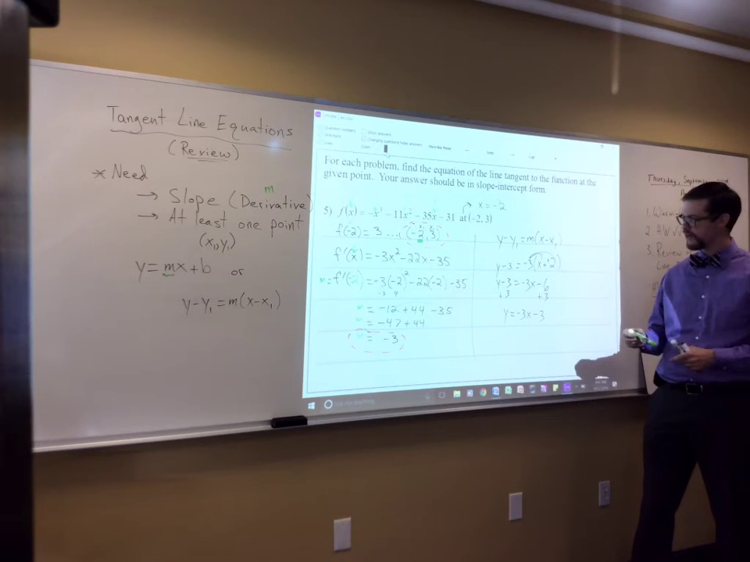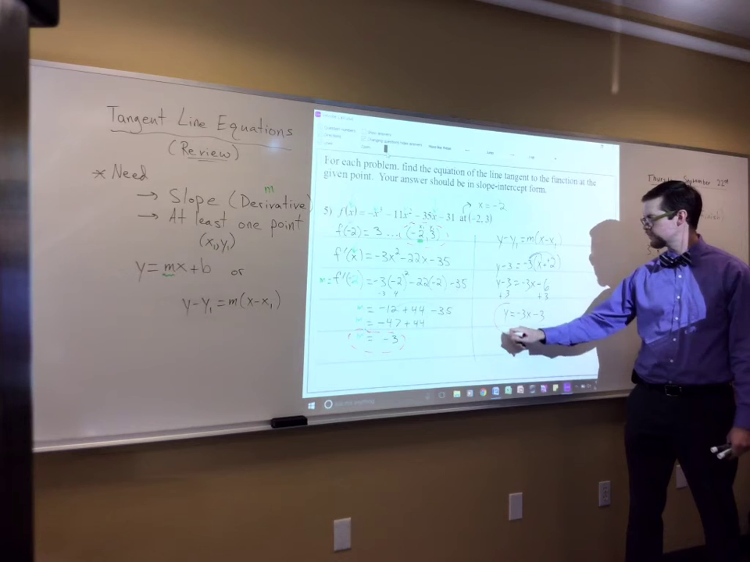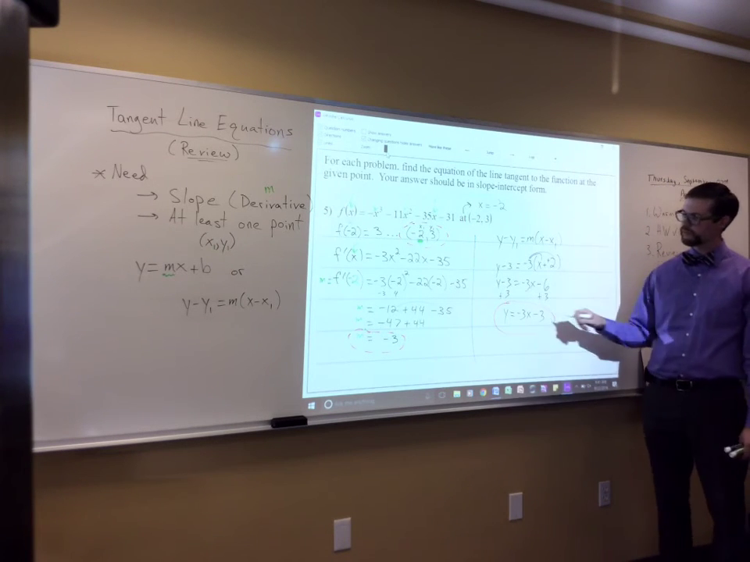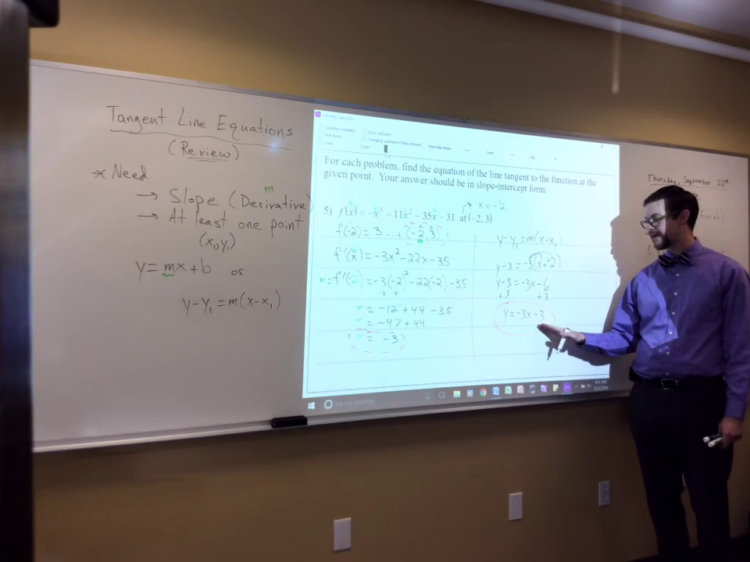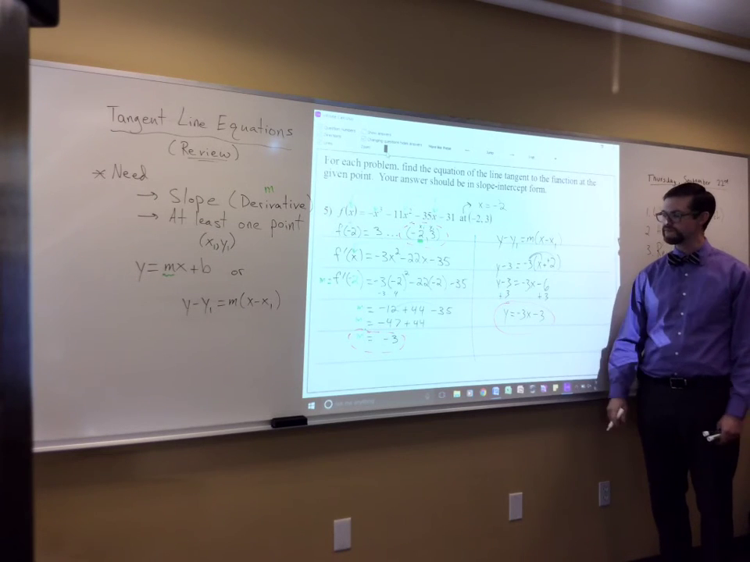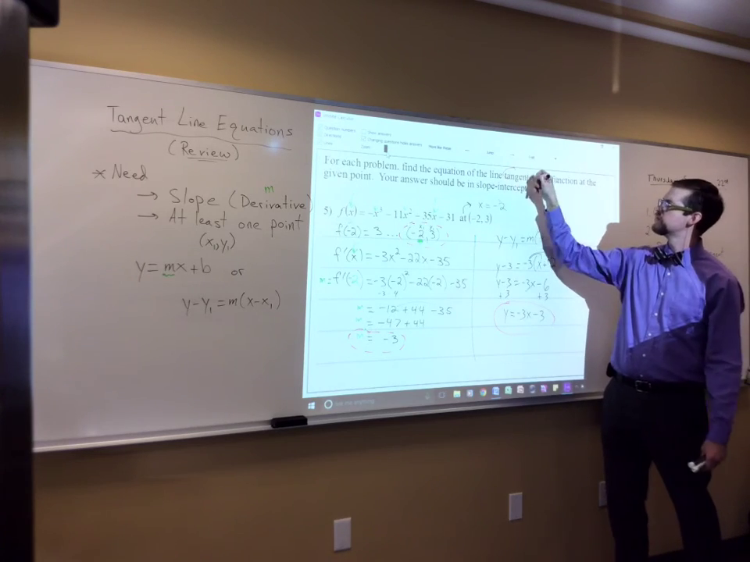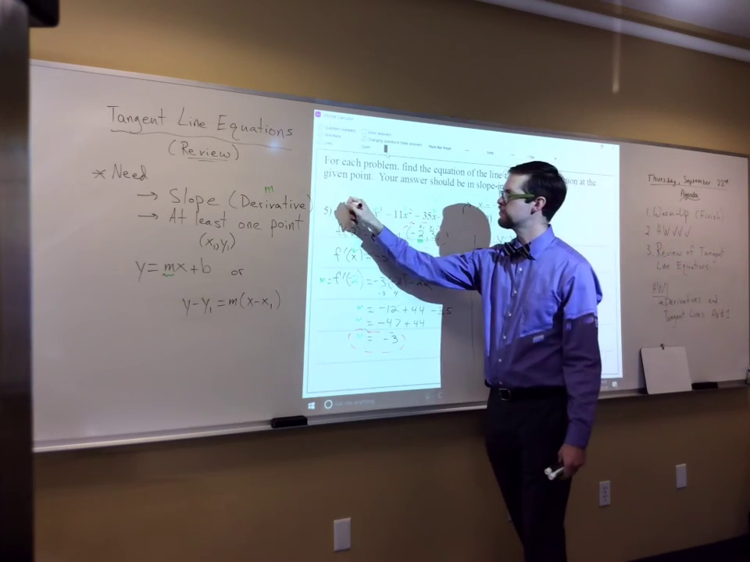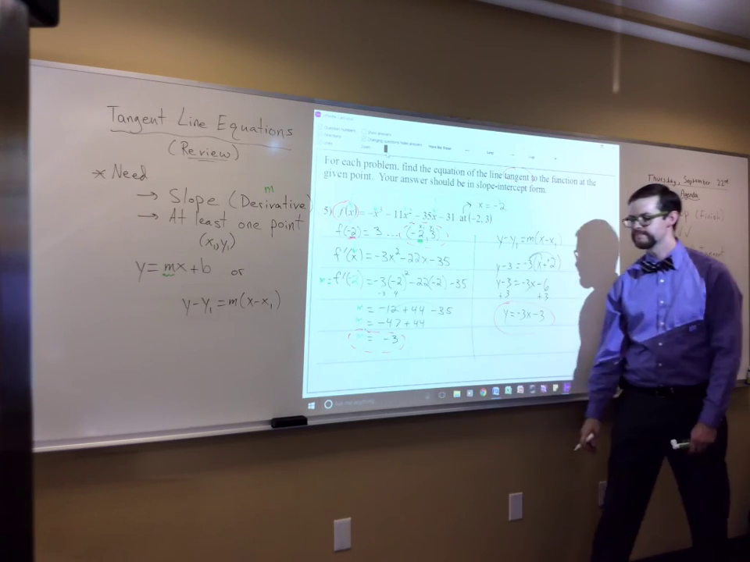So again, it's good to stop and think, what did I actually find? Well, I've got an equation for a line. It is in slope-intercept form. It has a slope of negative 3, crosses the y-axis at negative 3. And it is the tangent line to this function when x is negative 2.